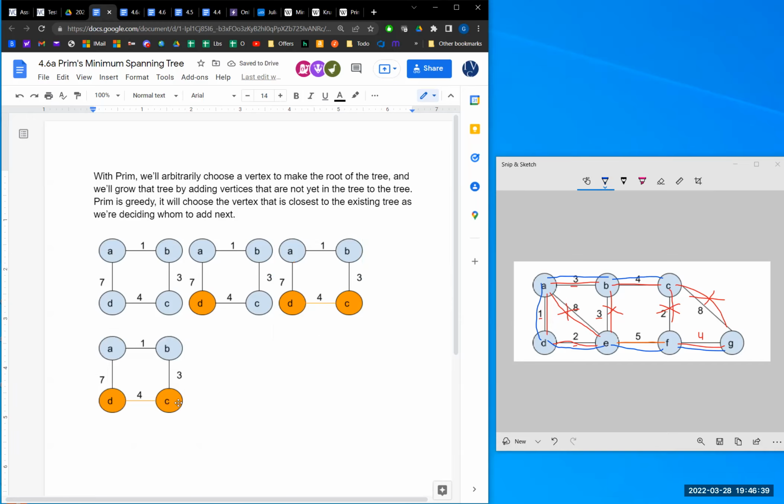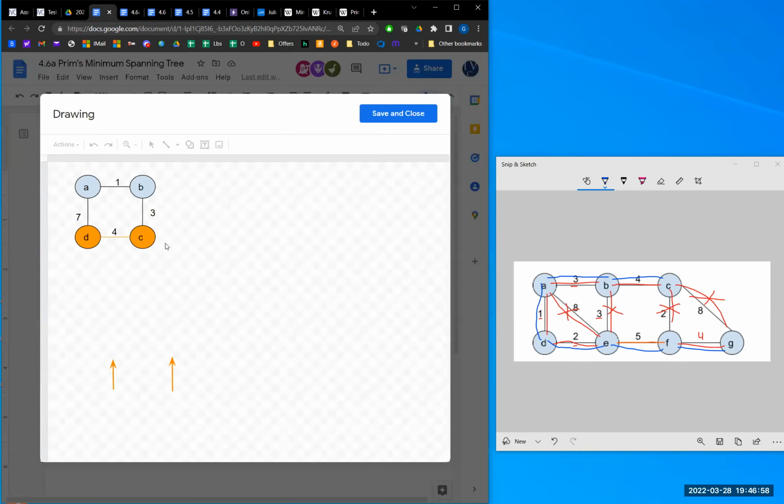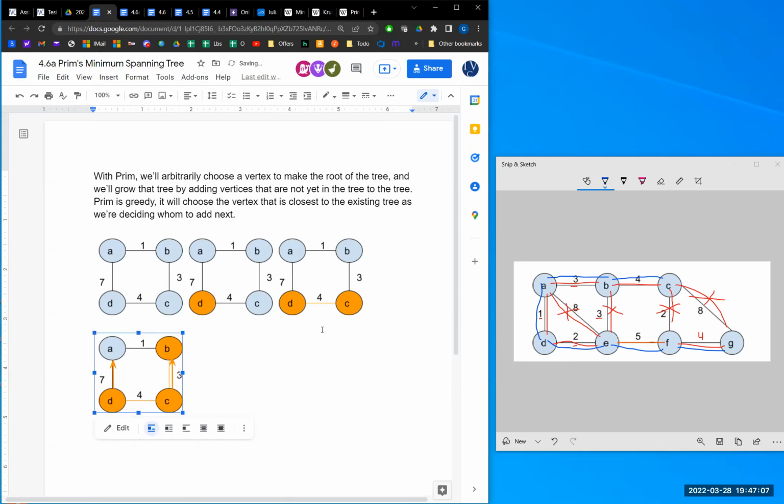All right, so now our tree has grown. We have D and C in the tree. From here, we have two options. We can build the tree from D to A for 7, or we can build the tree to B from C for 3. And we'll go ahead and be greedy and choose the smaller of those two, as we add them in.